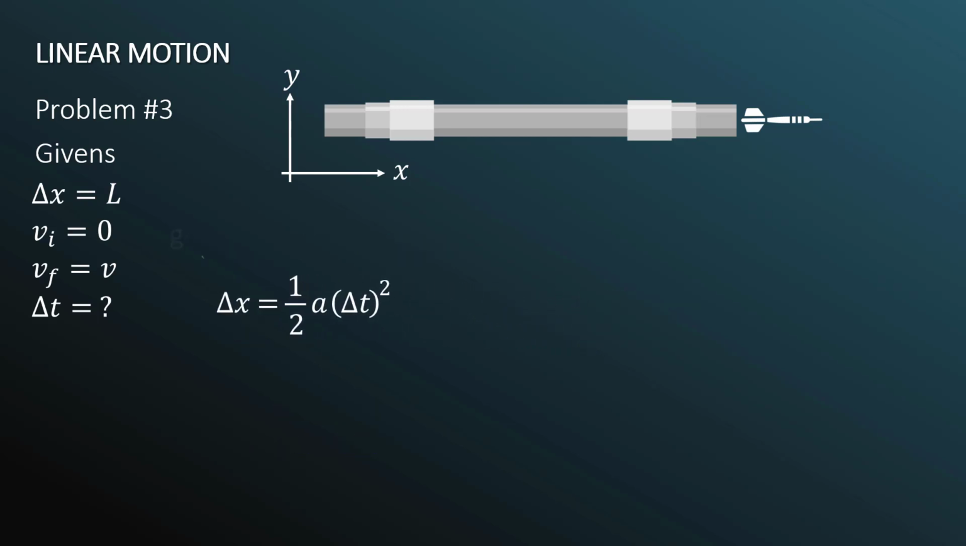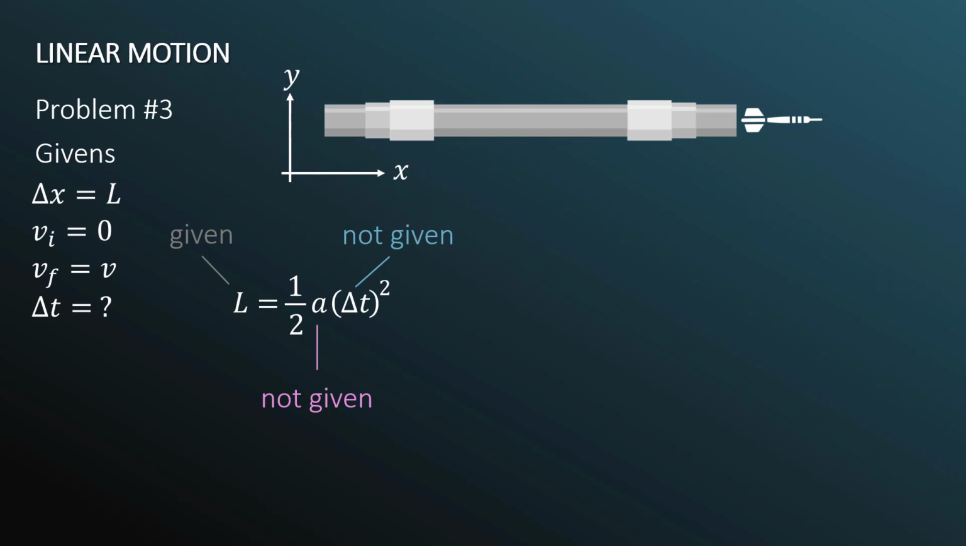So what's given? Well, delta x is given. A is not given, and delta t is not given. So let's replace delta x with our given quantity, which in this case is simply a symbol to represent the length, because that's the total distance the dart travels. Now we have a problem because we have one equation and yet we have two unknowns. This cannot be solved. We have to introduce another equation.